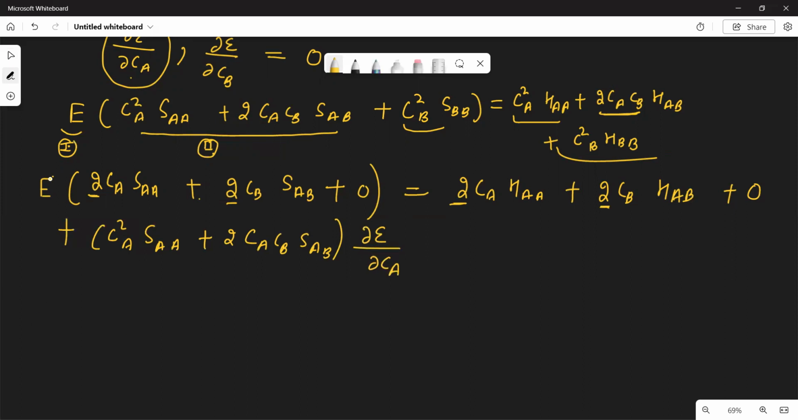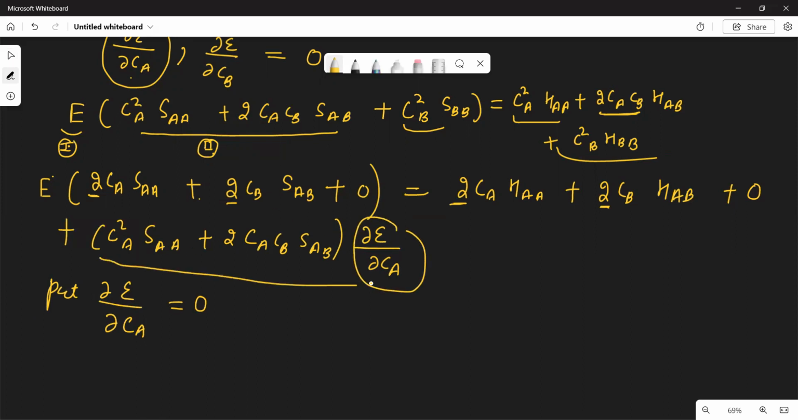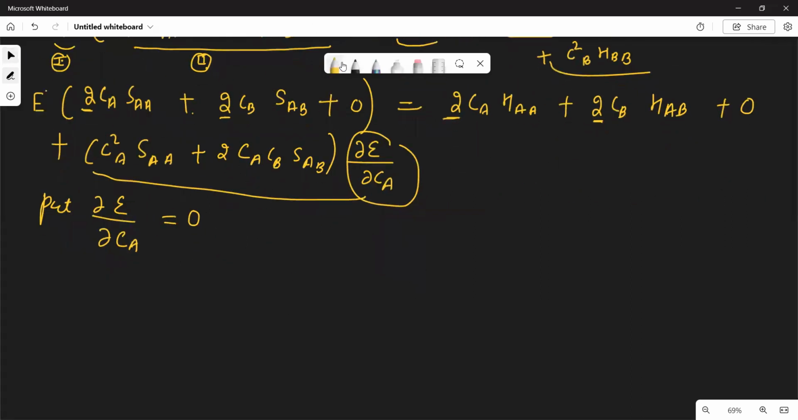Okay. Now we have differentiated this equation with respect to CA. Now to find the value of energy, we put it equal to 0. So this term will be 0. That means the second term, this whole term, will be equal to 0. Now we will be left with E. Also, as I said, all the terms contain 2, so I'm not writing 2 because it will cancel out. So I'm writing CASAA, just excluding 2.